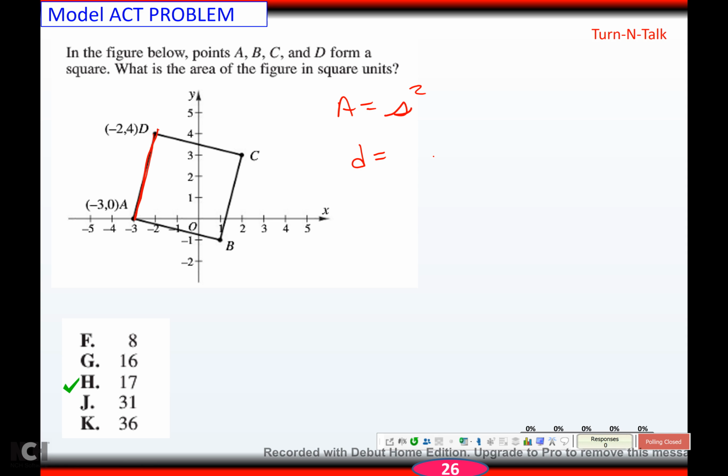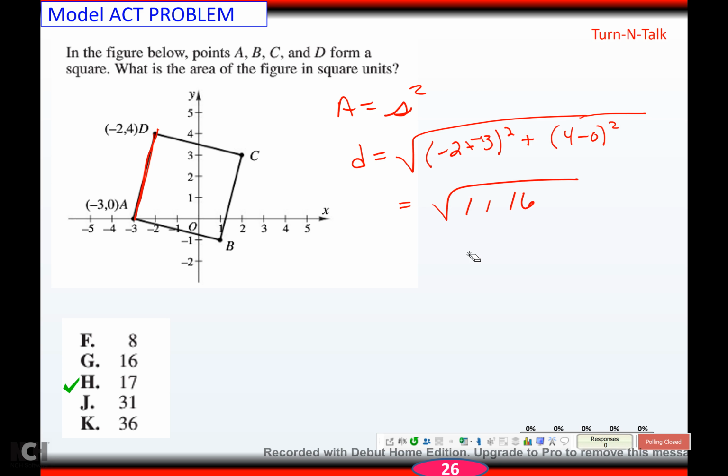So the distance between A and D is the square root of the difference of the x's, -2 minus -3 squared, plus the difference in the y's squared, which would be 4 minus 0 squared. So that would give me 1 squared, which is 1, and 4 squared, which is 16. So that gives me the square root of 17. To get the area of my square, I take my side, the square root of 17, and I square it. Well, when you square a square root, it cancels out, so the area has to be 17.